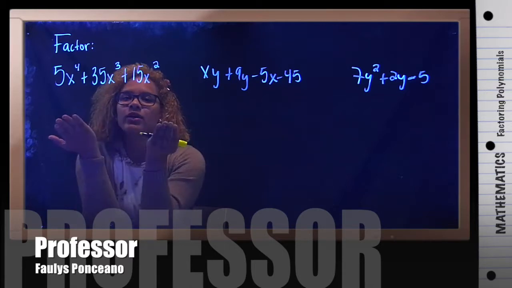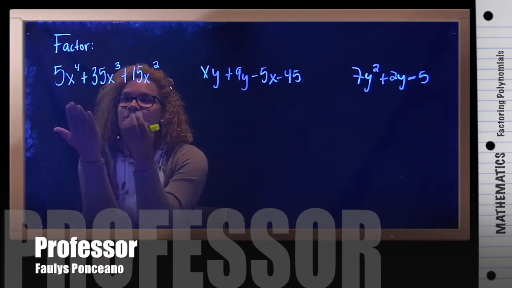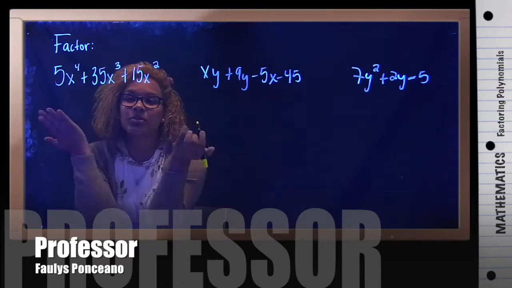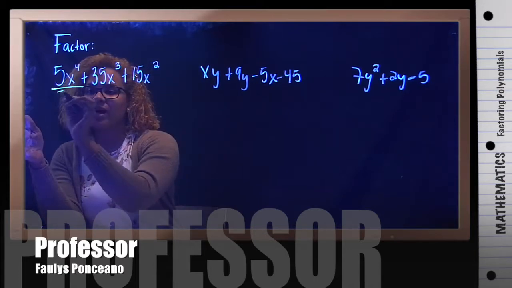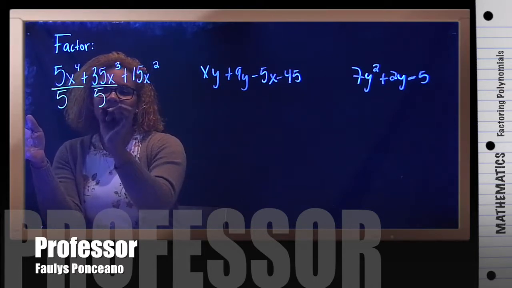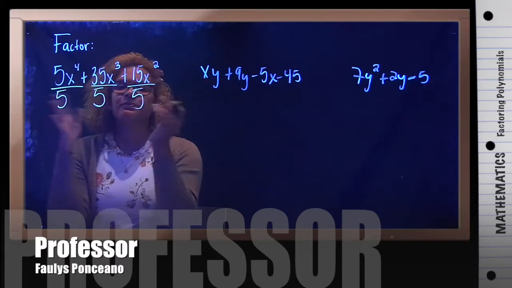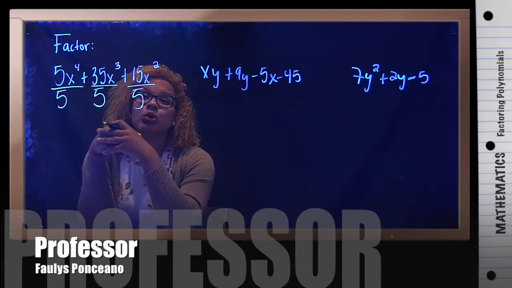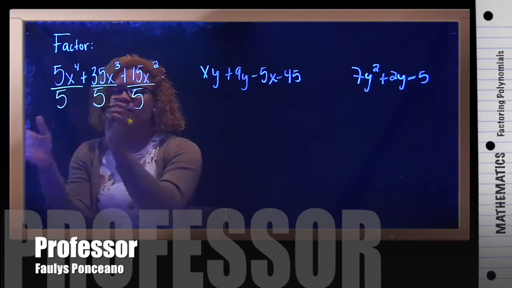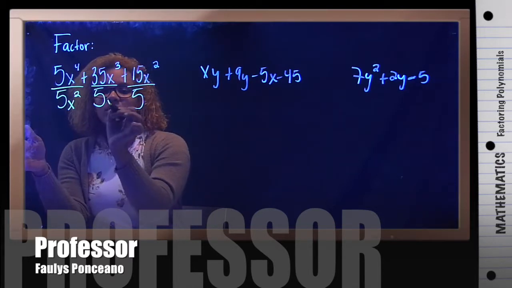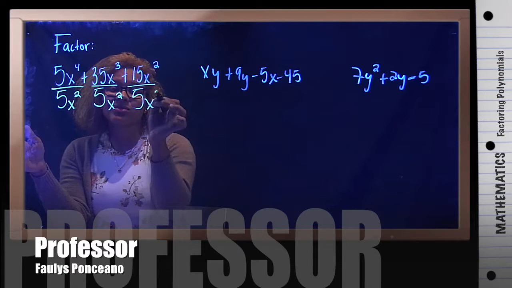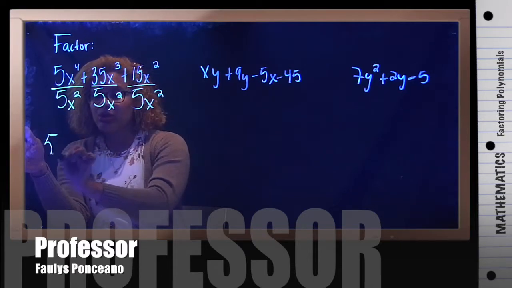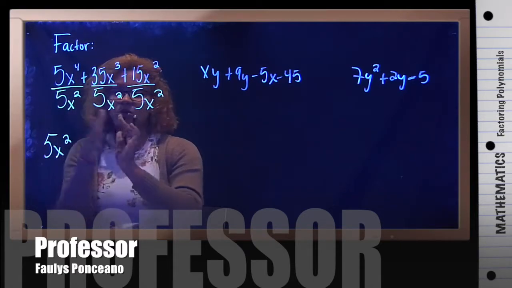So what do the numbers have in common? As you can see, they both end in 5. All of them are divisible by 5. And then what is the lowest exponent for the variables? X squared. So since the question asks what is the GCF, your answer is just 5x squared.